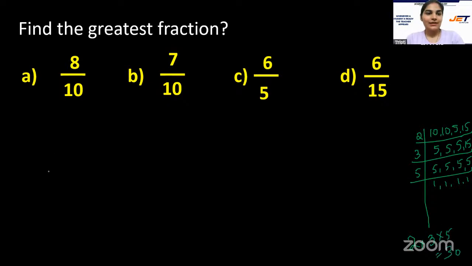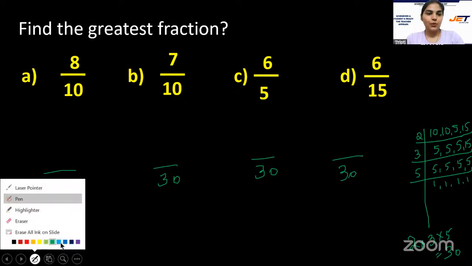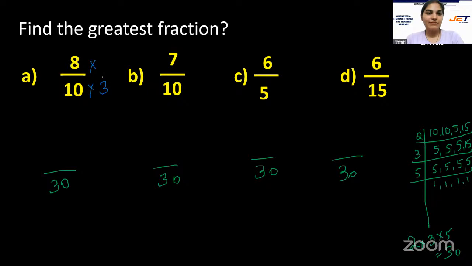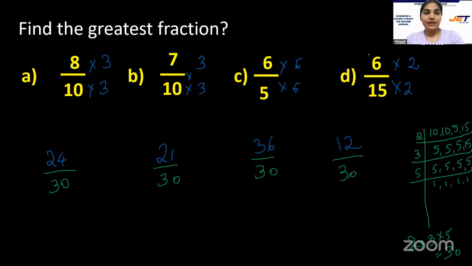Let's see how we can get the denominator as 30. So, over here, 10 times 3 will give me 30. 10 times 3 will give me 30 again. 5 times 6 will give me 30. And 15 times 2 is 30. Let's see. 8 times 3, 24. 7 times 3, 21. 6 times 6, 36. 6 times 2, 12. The greatest fraction is 36 over 30, which is 6 by 5.